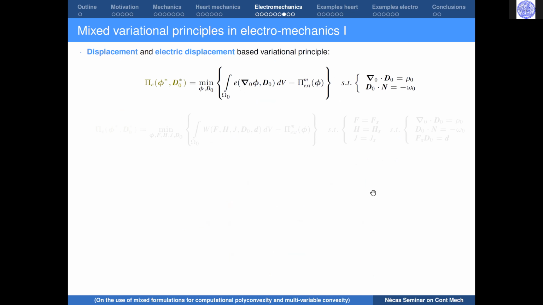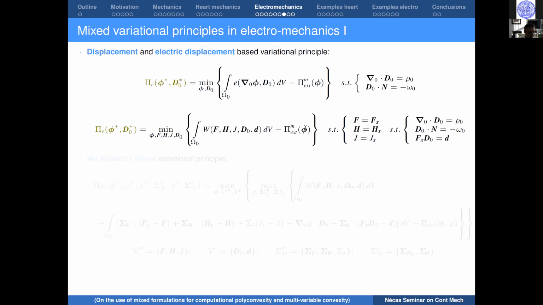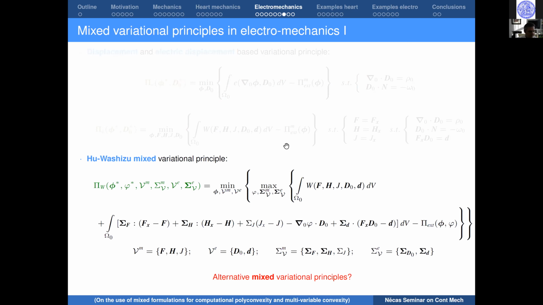Regarding variational principles, we are going to compare again, not just the standard displacement-based variational principle, but we're going to be looking at mixed variational principles. So I'm going to present to you probably the most generic one. This is the Hu-Washizu type, depending not just on the displacements and the electric potential, but also all the extra variables featuring in the energy and their work conjugates. So basically we have F, H and J, D0, D, and all of their work conjugates.